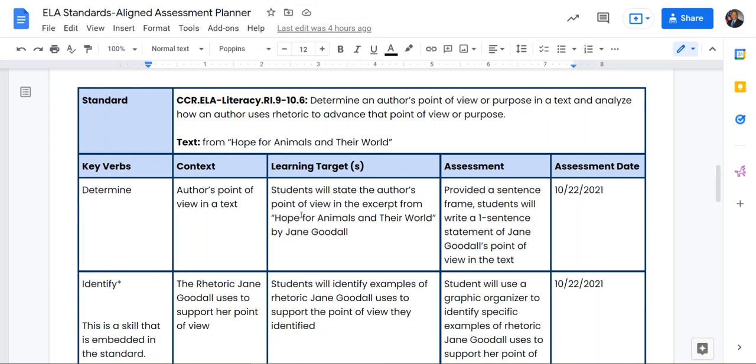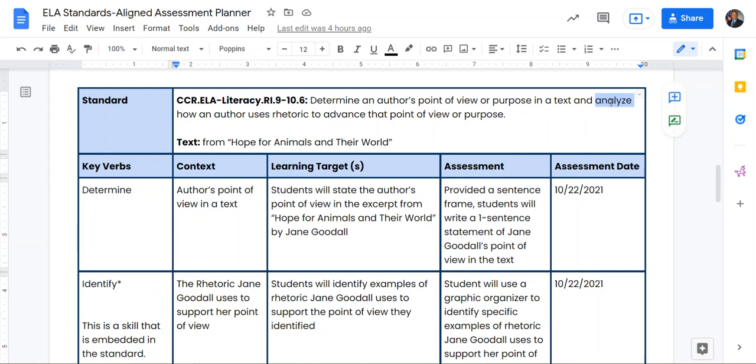So first, now that we've selected our standard, we're going to look at the verbs, which tell students what they should be doing. I want to add in a note here that in secondary grades, most standards are complex enough that each one will have multiple learning targets embedded within them, and you will see that this is a perfect example of that. In this standard, we have 2 verbs. The first is determine, and the second is analyze.